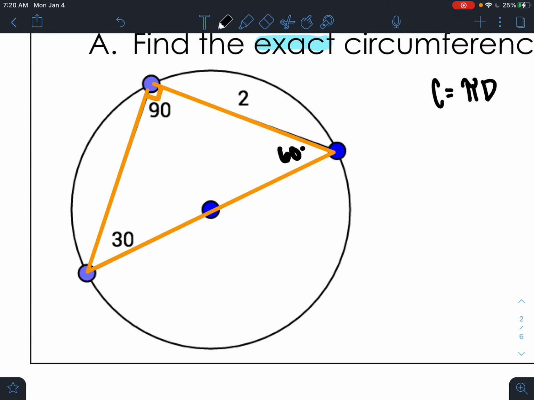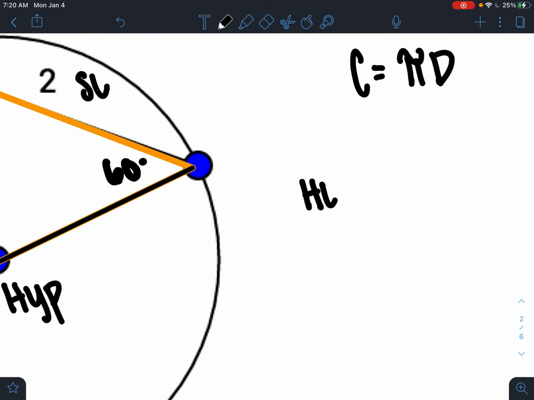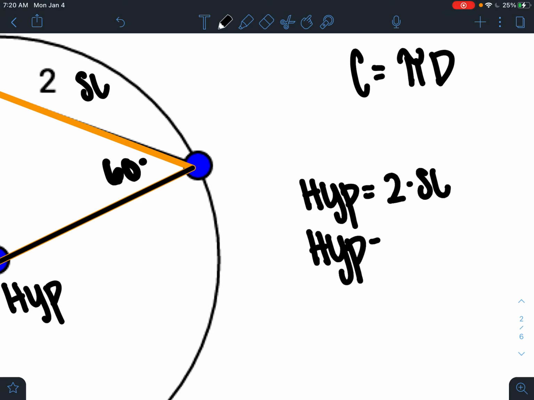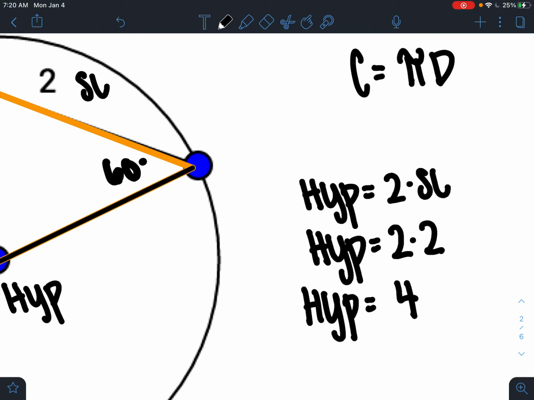Connecting back to last chapter, I know that this 2 is going to be my short leg. What I'm trying to find in this picture is this segment right here, which is my diameter, but in this picture it's also my hypotenuse. If we remember our 30, 60, 90 formulas, our hypotenuse is equal to 2 times the short leg. My short leg is 2, so my hypotenuse is equal to 2 times 2, which means that my hypotenuse is equal to 4.